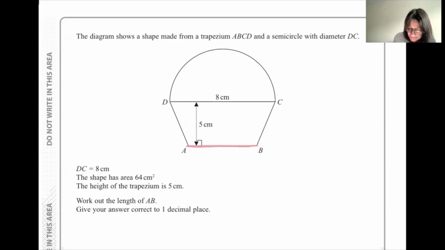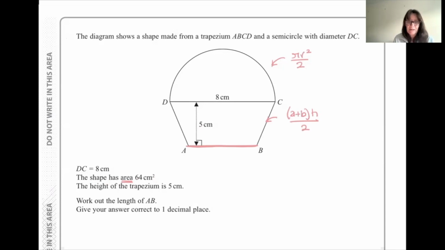That's our job. I know that the whole problem is about area. I know that the area of a semicircle would be pi r squared divided by 2. I don't want the full circle, I just want half of it. And I know that the area of a trapezium is A plus B times by the height divided by 2. These two together are going to give me answers that would add to 64.